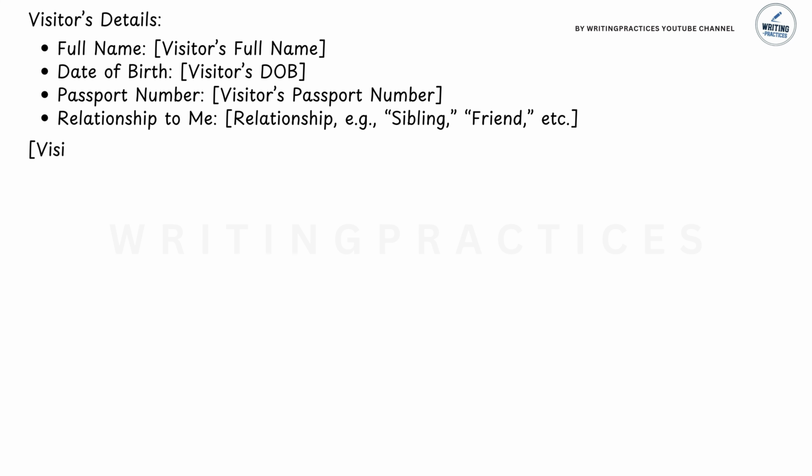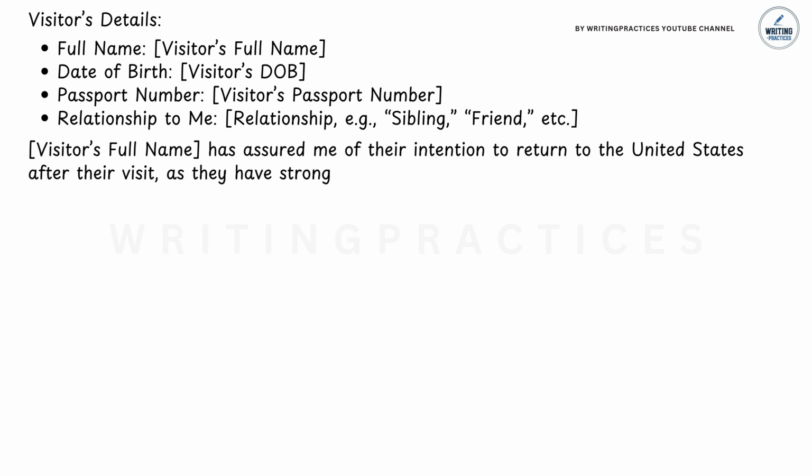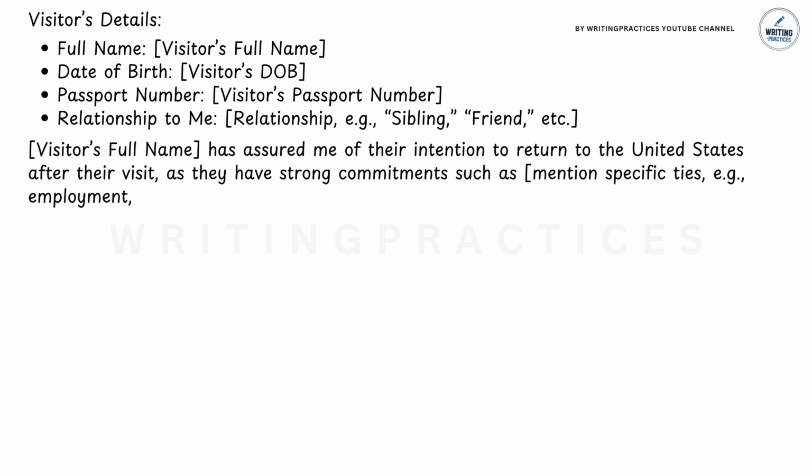Assurance of return. Affirm the invitee's intention to return to their home country after the visit by highlighting their personal and professional commitments. For example, Jane Smith has assured me of her intention to return to the United States after her visit, as she has strong commitments such as her employment at XYZ Corporation and family responsibilities. This helps mitigate concerns about overstaying the visa.